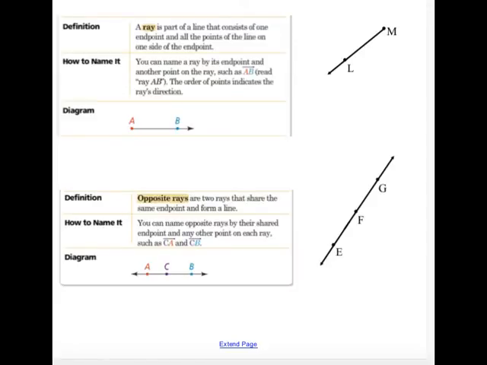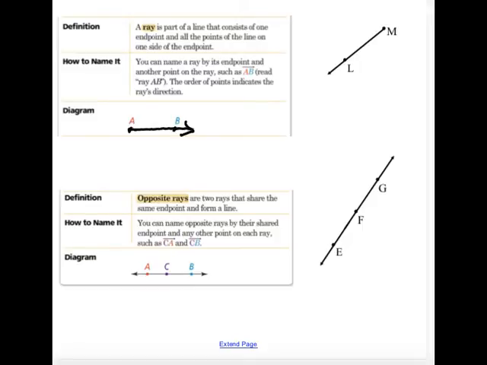Next we have a ray. A ray is part of a line that consists of only one endpoint, and then the other side of it goes on infinitely. So here our endpoint, you'll notice, gets cut off at A, and then as we go towards B, that has an arrow, so it goes on for infinity.